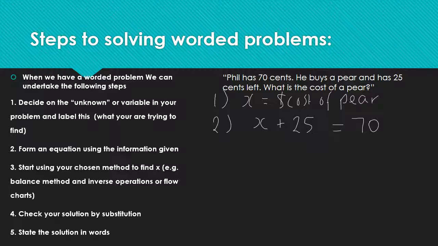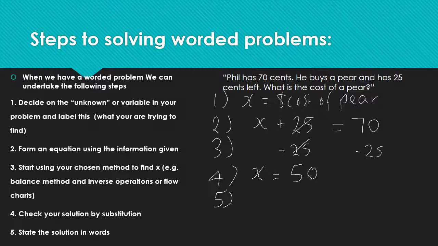There could be other ways as well. You could do 70 minus 25 equals x. Up to you. So now let's go on to step 3. Start by using your chosen method. I would use inverse operations. So I would minus 25 from both sides, and I would be left with, oh, this takes me to the next step automatically, my solution. x equals, well, these will cancel, and we'll get 70 minus 25 is 50. So x is 50. Perfect.